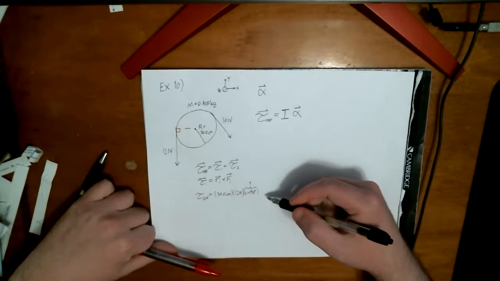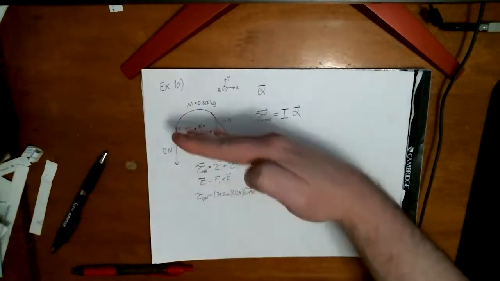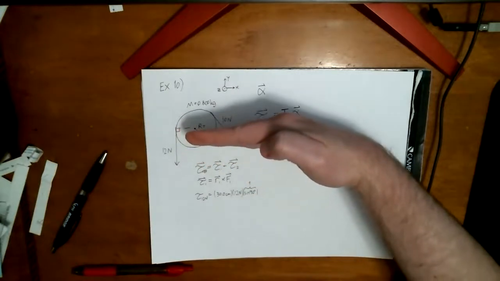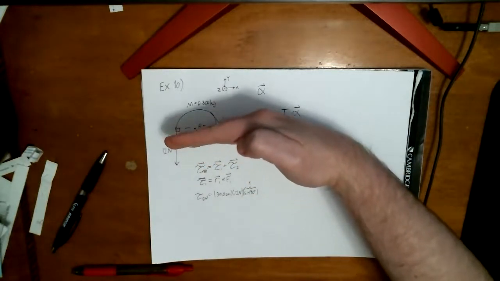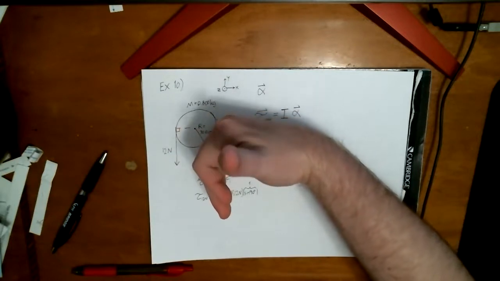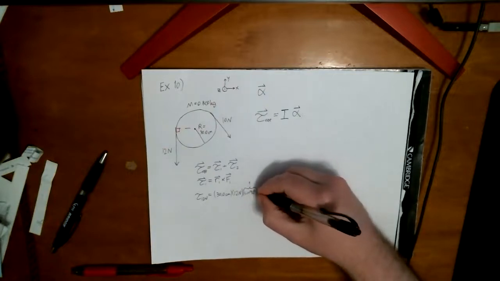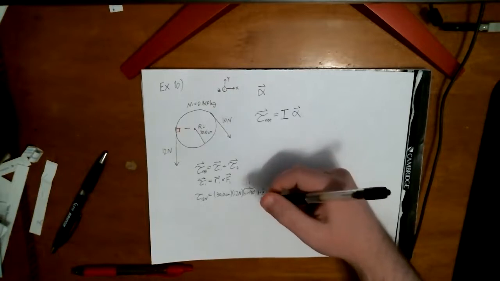For the direction of the torque, we use the right-hand rule. We put our fingers along R and then curl in the direction of F, and our thumb points out of the page, so the 12 Newton torque is rotating us in the positive z-hat direction.